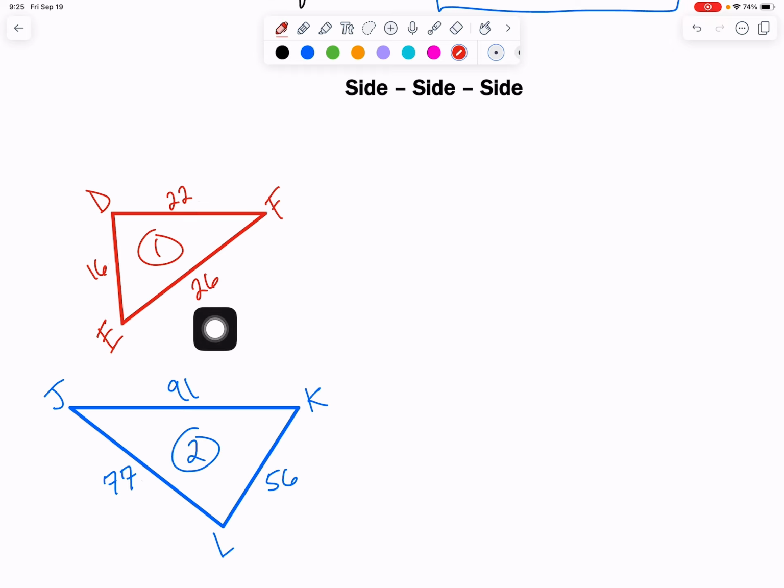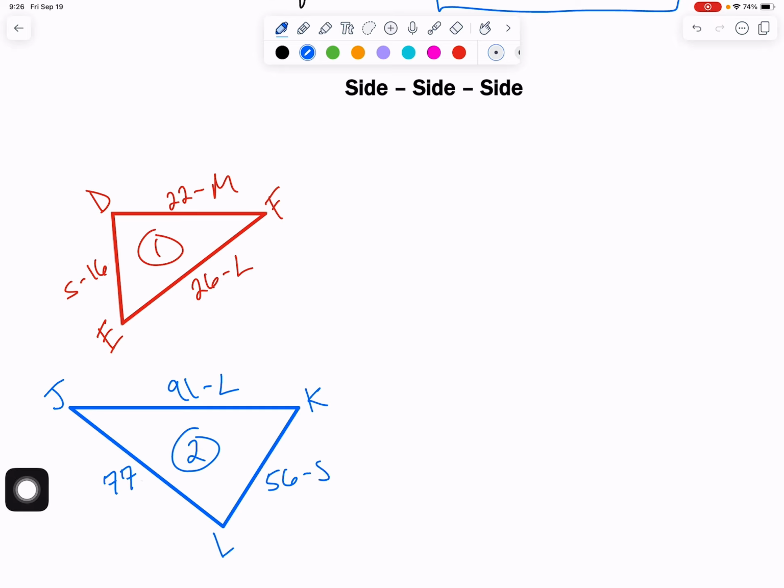Okay, so 26 is the largest number we have, or the largest side we have. So I'm going to represent that with an L. My smallest is a 16, so I'll represent that with an S. And my 22 is right in the middle. We'll call that our medium. And we will do the exact same down below. What's the largest number? Great job, it's 91. What's our smallest?